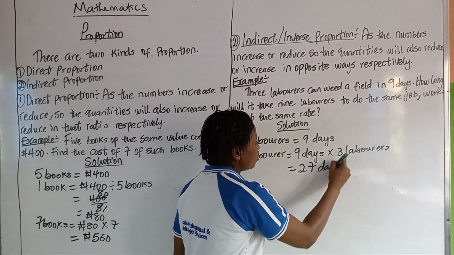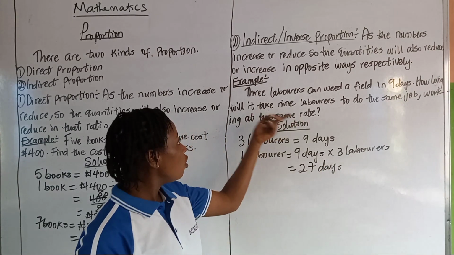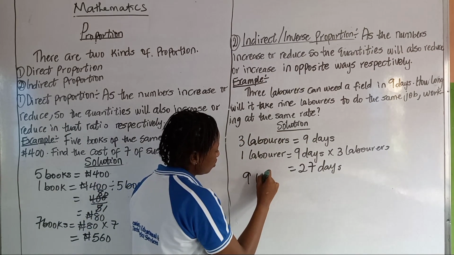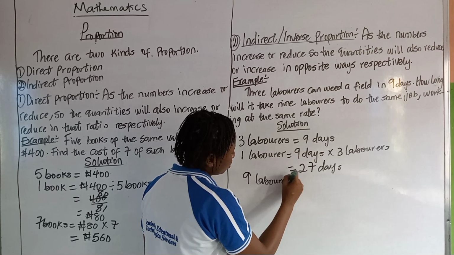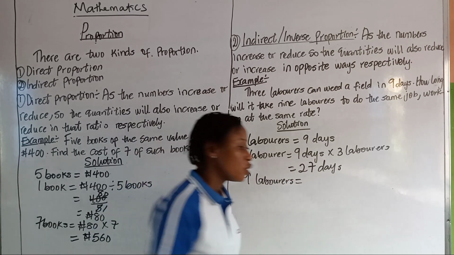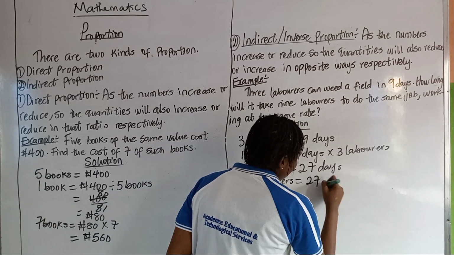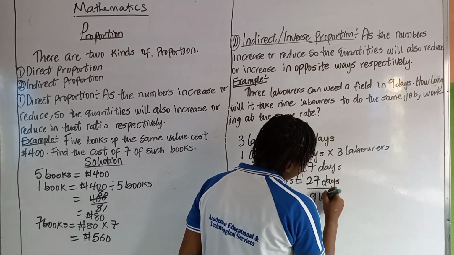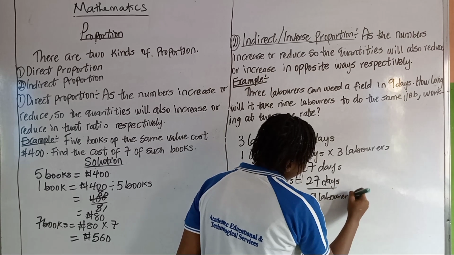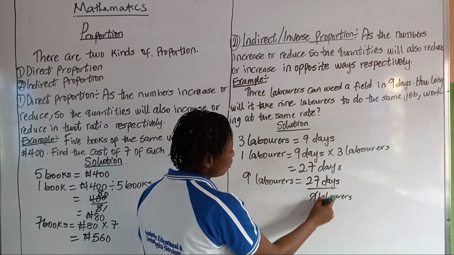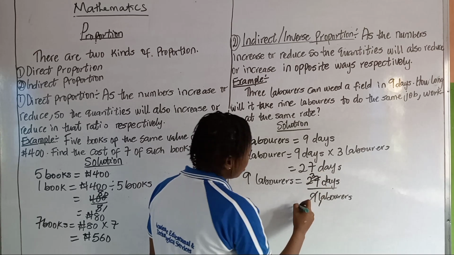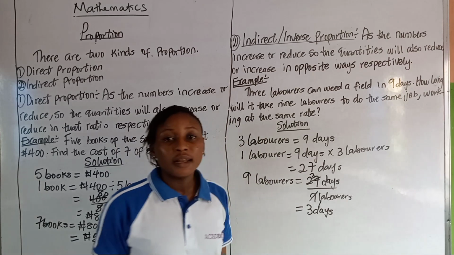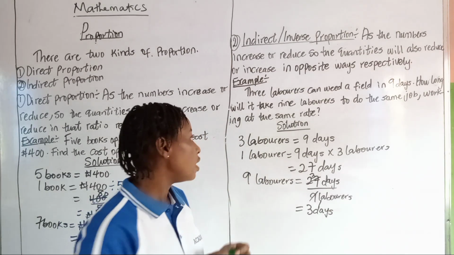Now the main question says, how long will it take 9 laborers to do the same job? Now we're going to say 9 laborers is going to be equal to what? 27 days divided by 9. 9 into 27 is 3, equals 3 days. That is, it will take 9 laborers to finish the work in 3 days.